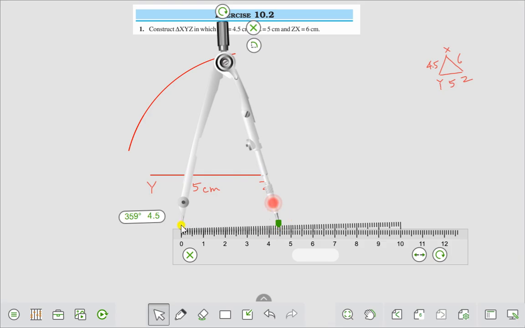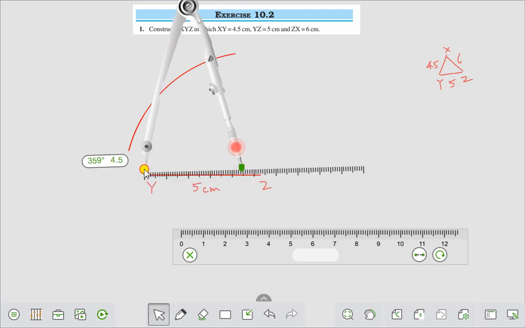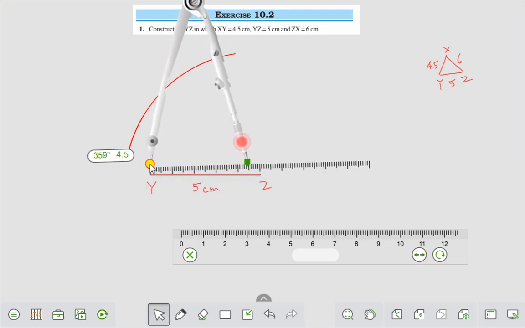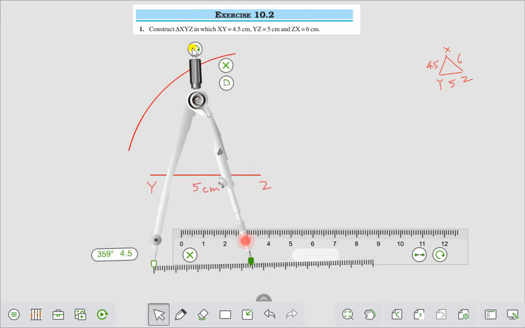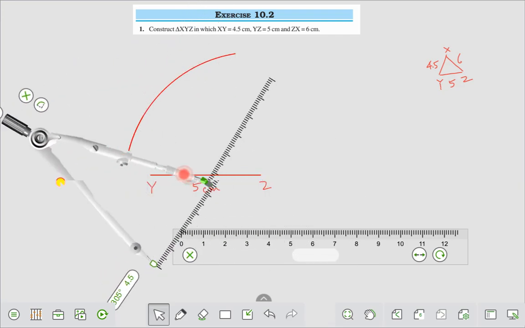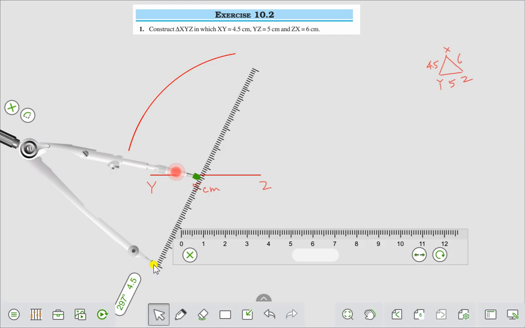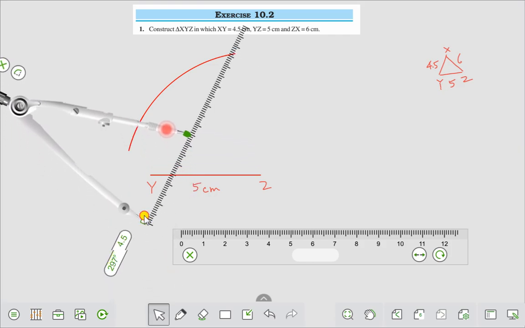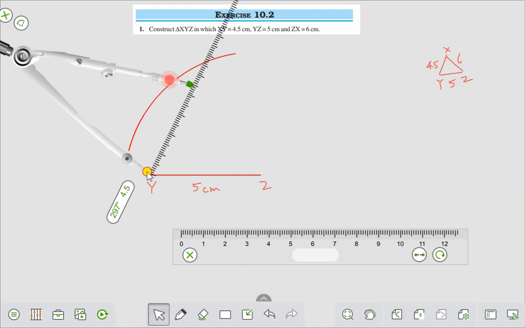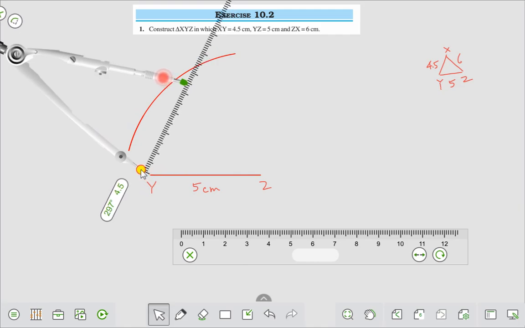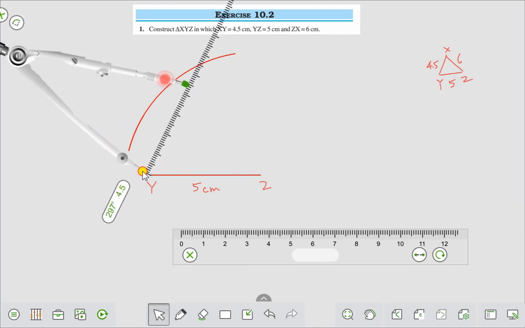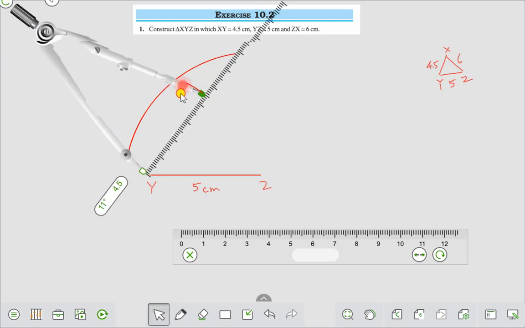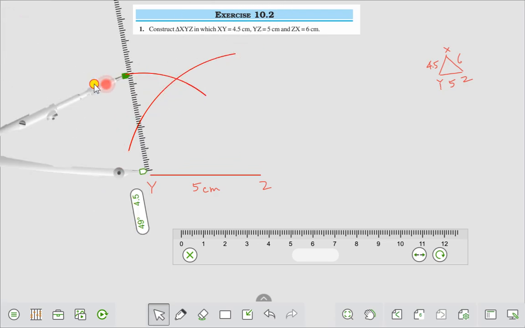Now take this pointer at the point Y and make another arc here.